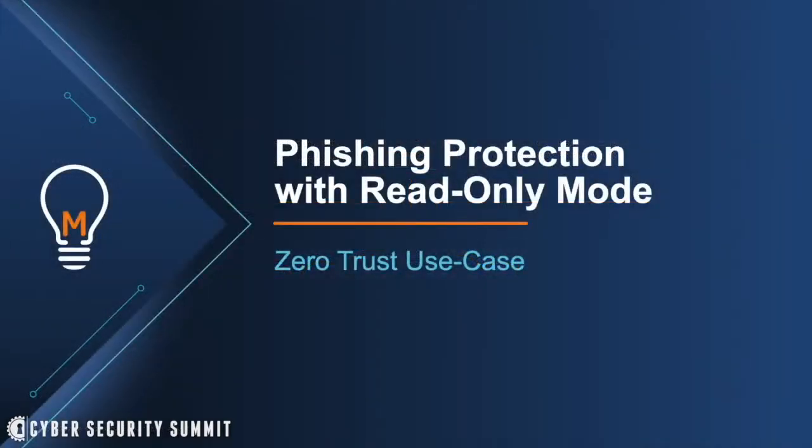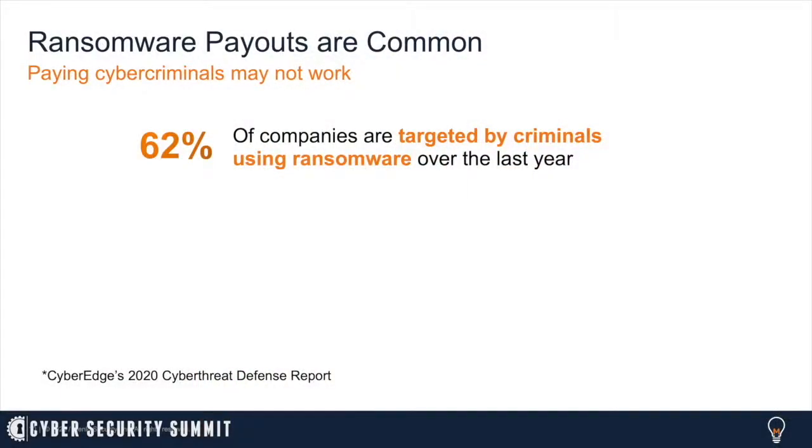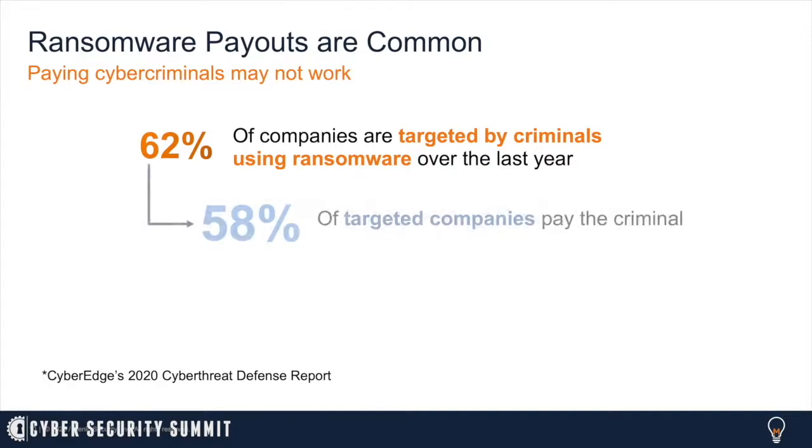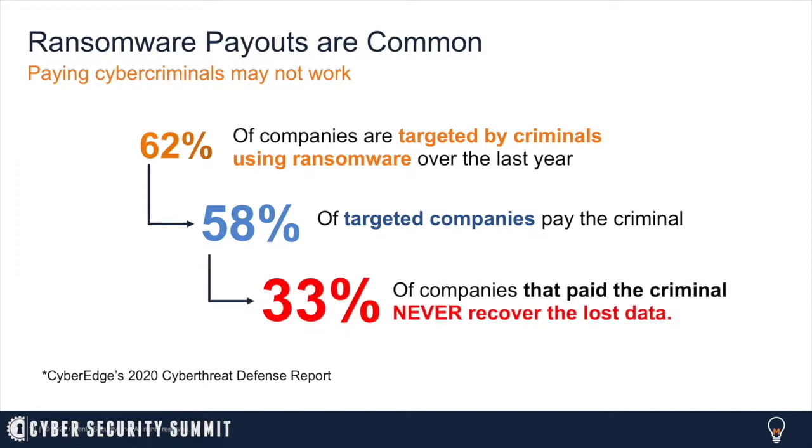Let's take a look at how read-only mode, using internet isolation, protects against phishing by preventing users from entering their credentials into fake websites. But first, a brief review of the commonality of ransomware. According to a study by CyberEdge, 62% of all surveyed companies were targeted by criminals using ransomware in the last year. Now, 58% of those companies paid the criminal, and 33% of the people who paid the criminal never recovered their lost data. And importantly, over 90% of these attacks arise from phishing, often delivered through email.